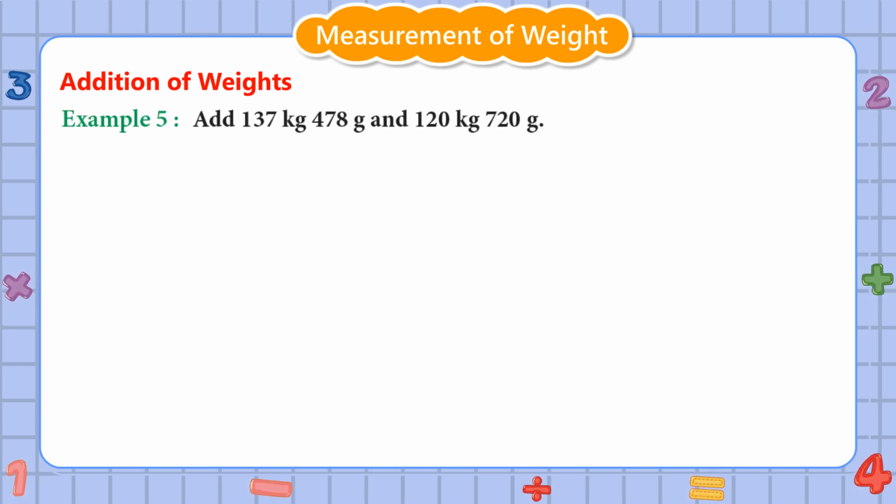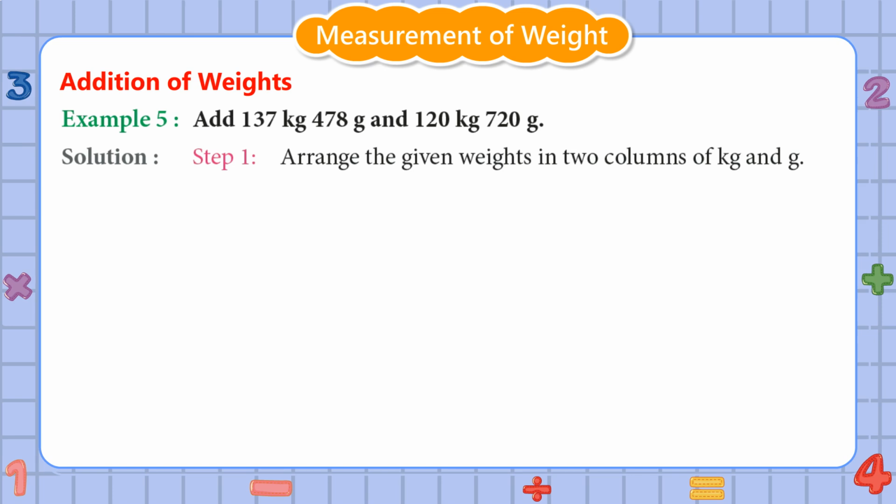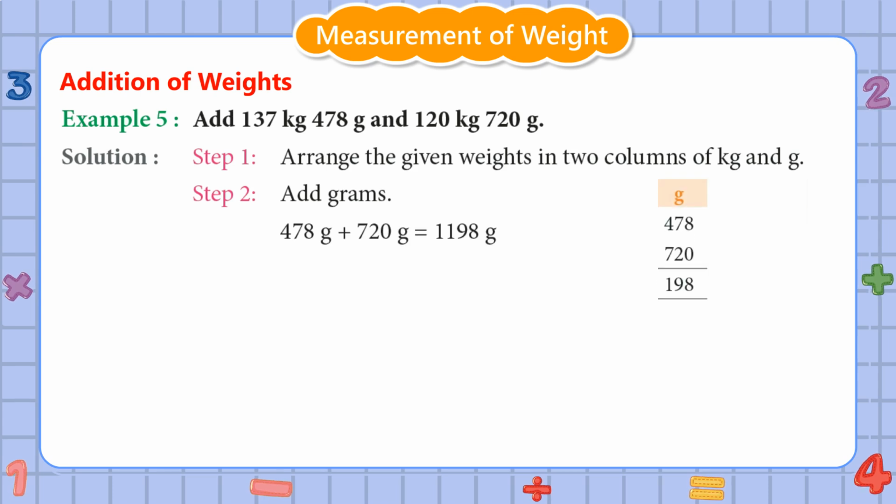Example 5. Add 137 kilograms 478 grams and 120 kilograms 720 grams. Solution. Step 1. Arrange the given weights in 2 columns of kilogram and gram. Step 2. Add grams. 478 grams plus 720 grams is equal to 1198 grams.